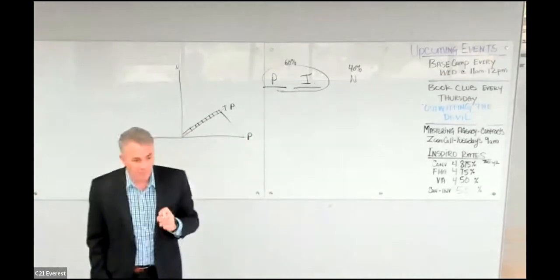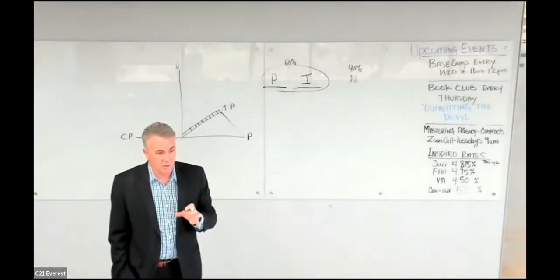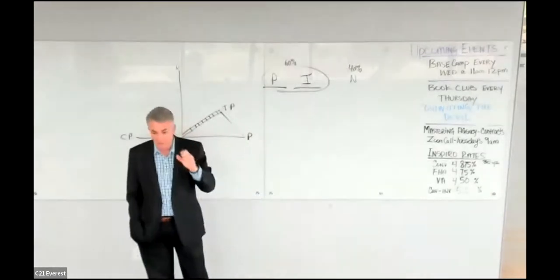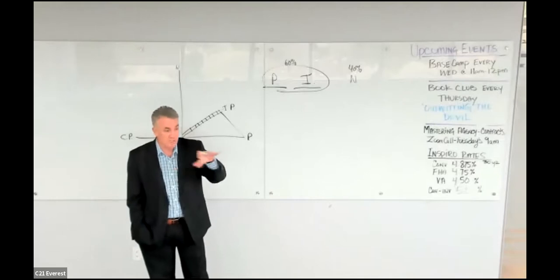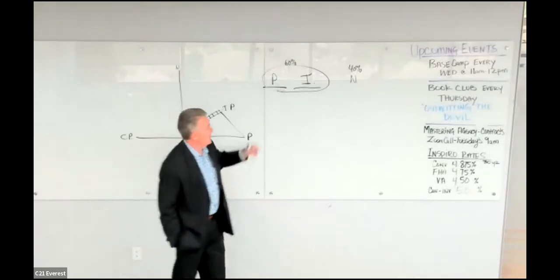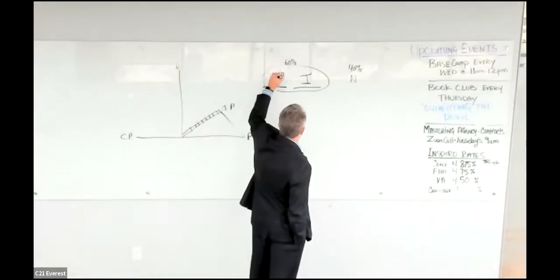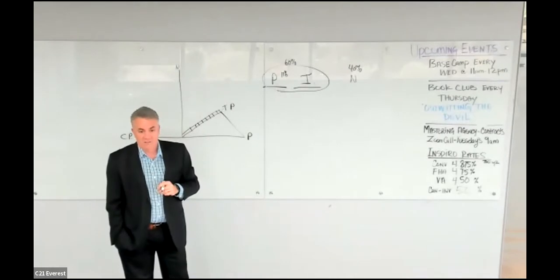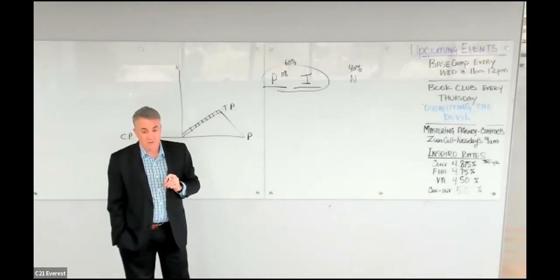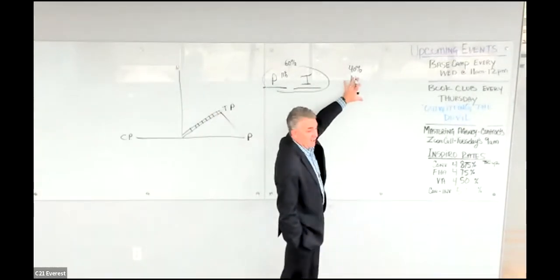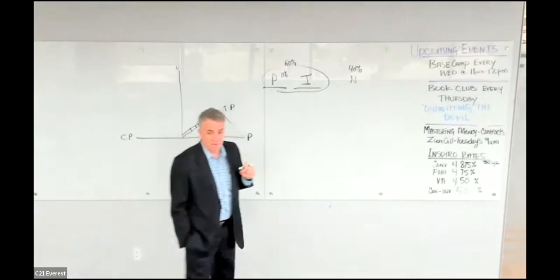The problem that most agents have is, I already told you, the average productive agent, meaning one who makes a living from real estate, is around 11% productive. So notice that they're spending the majority of their time doing non-productive things.